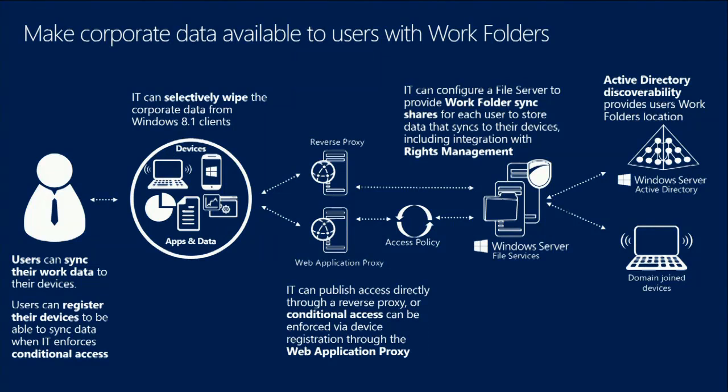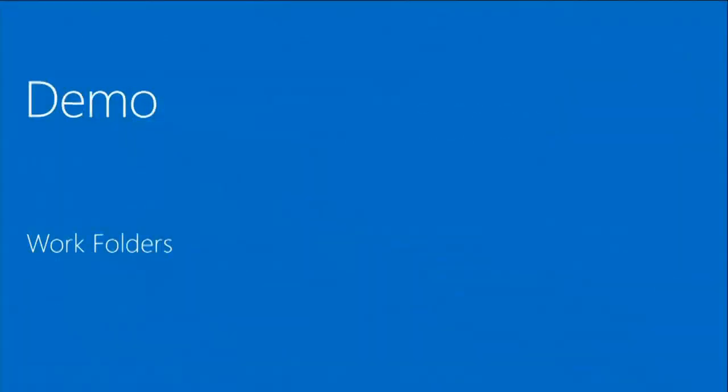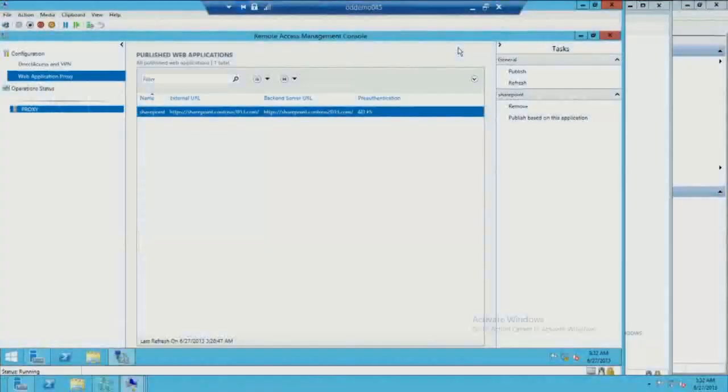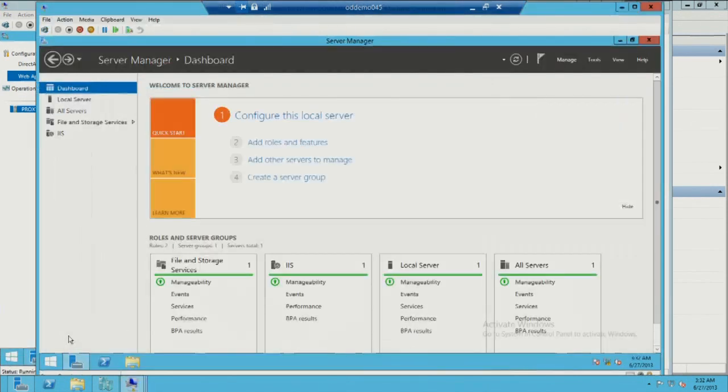For authentication on the back side of this, I have Active Directory, and domain joined devices can participate in this as well. They don't have to be domain joined to do the work folders. Okay, so let's take a look at the work folders and how that infrastructure is set up. Go back over here to the demo. I'll pull up my work folders machine.